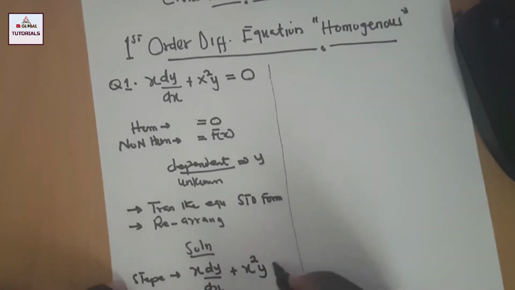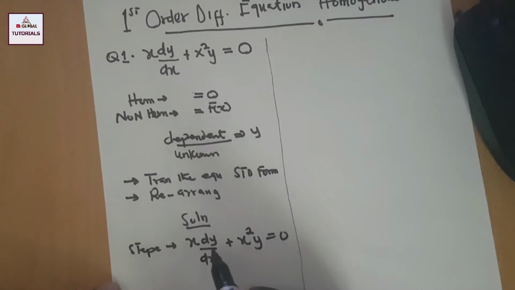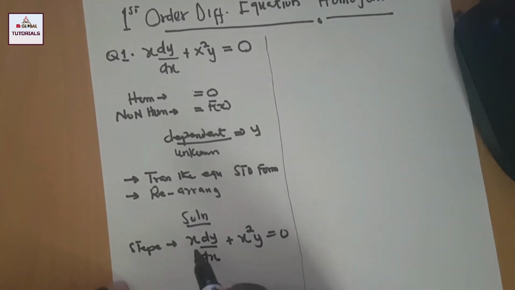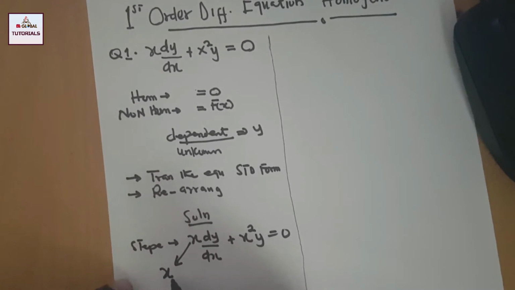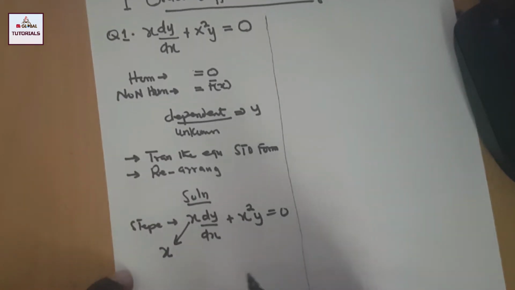Alright, so to solve this equation, step 1, the equation gives us x dy over dx plus x squared y equal to 0. We see that we have to make this standard form, and making a standard form, the coefficient of dy over dx is supposed to be 1. And looking here, the coefficient of dy/dx is x. So we need to make it 1.